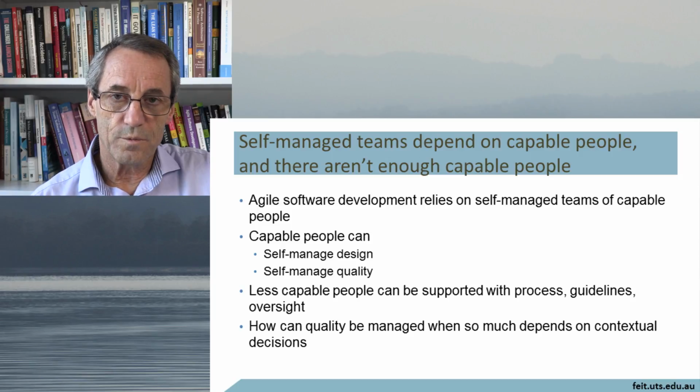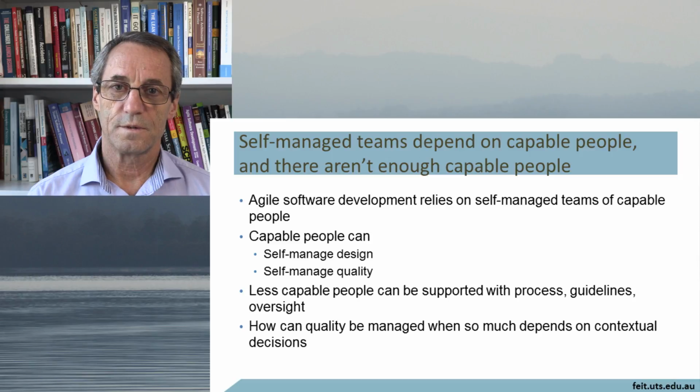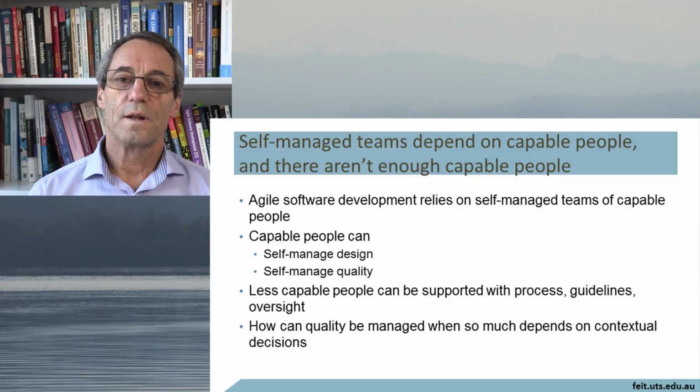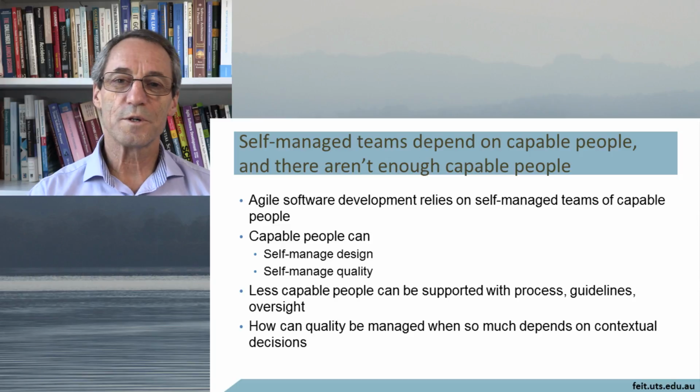Now, less capable people are better supported by process. Okay? Now, there we get a problem. If you don't have enough experienced people and good quality people on your Agile team, you will have to support them with process. If you put in too much process, you will strangle the innovation.